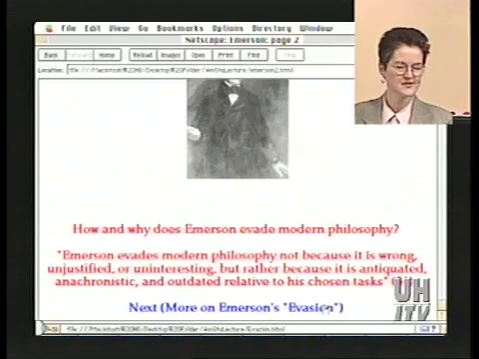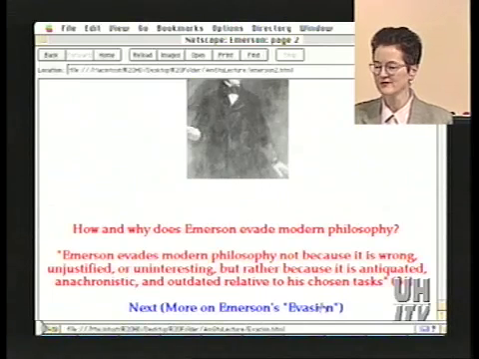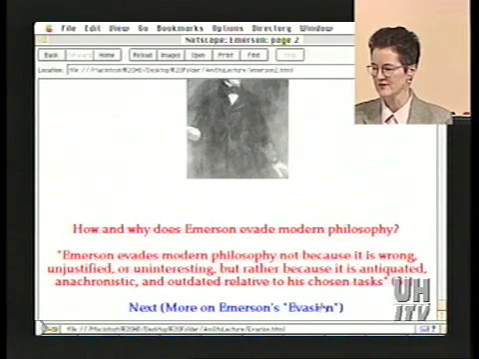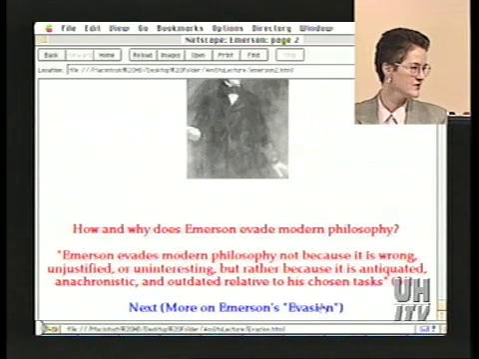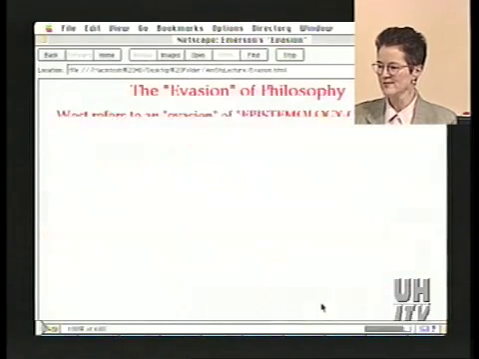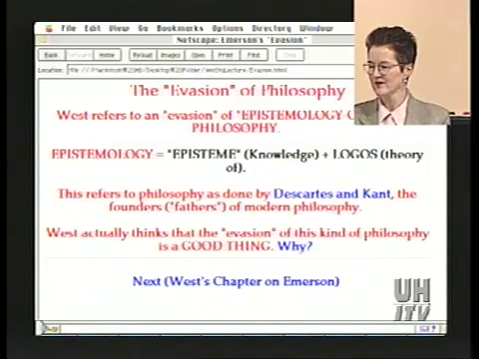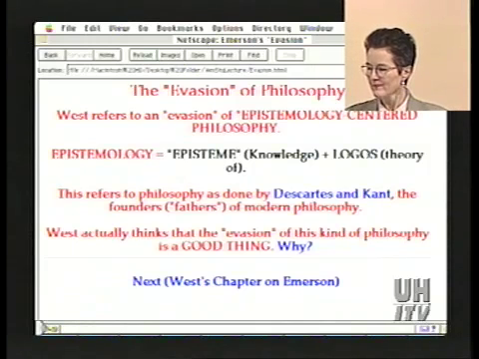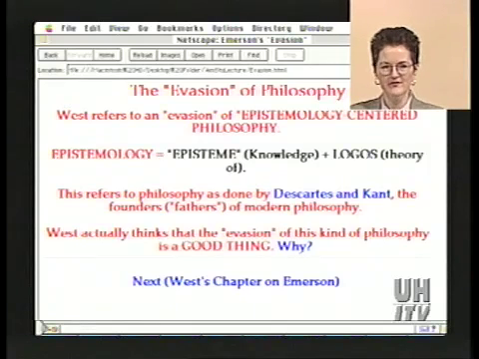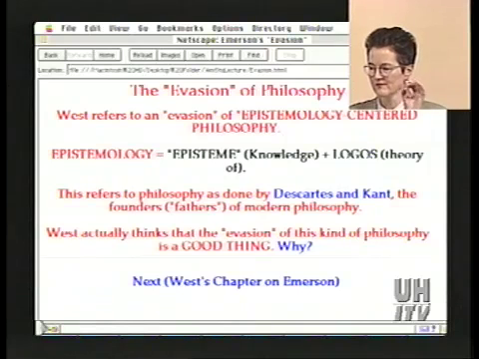So there are new tasks for humans, and these have to do with us being in a new land with new challenges and new frontiers. And we will be hearing about those frontiers more as we continue in a moment. Let's continue exploring the evasion of philosophy that West talks about. West refers to Emerson as evading philosophy, where philosophy has a very particular kind of meaning.